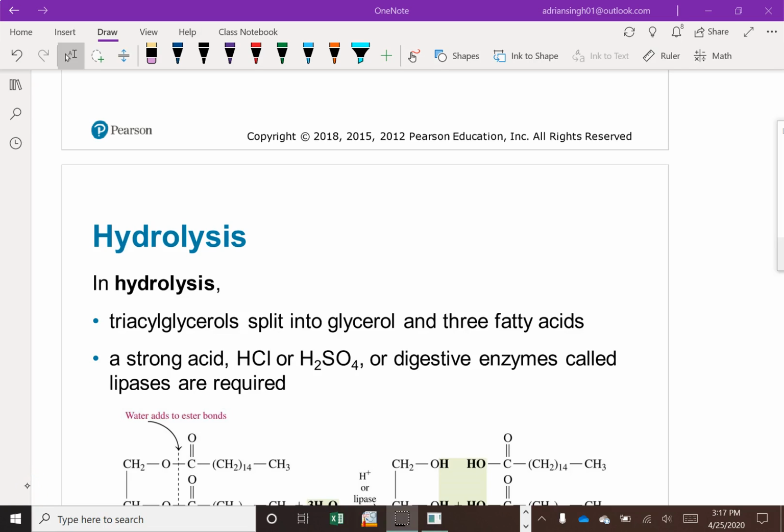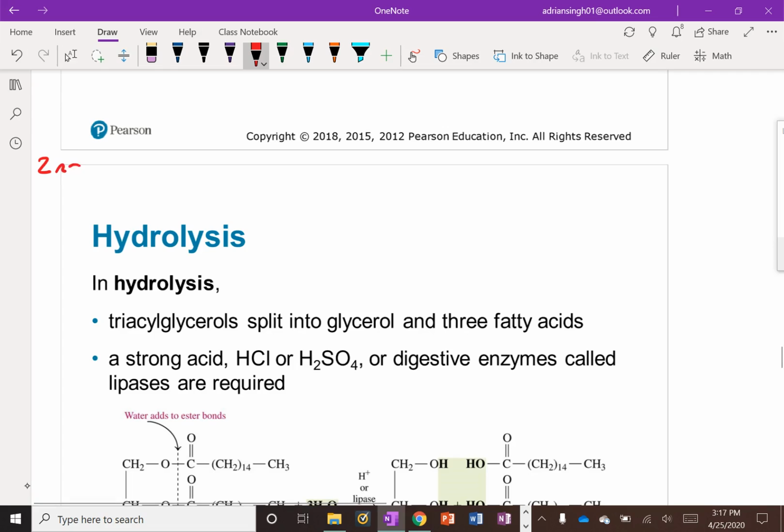So that's the first type of a reaction that your triglycerides will undergo due to the presence of the carbon-carbon double bond. The second functional group that's present that will dictate the type of reaction that they're going to undergo is the presence of the ester bond.